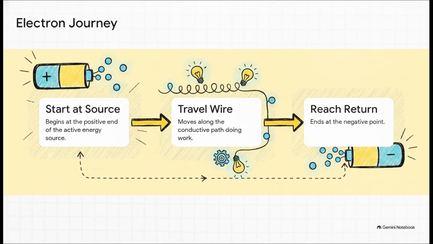Think of this as the physical journey of the electron. It happens in 3 basic steps. Step 1, they always begin at the active energy point, which we call the source. That's usually something like the positive end of a battery. Step 2, they travel along that conductive wire, doing all the hard work along the way, whether that means powering a motor, generating some heat, or lighting up a bulb. And then step 3, they ultimately arrive back at the end point, which is known as the return or the negative end. It's essentially a continuous round-trip ticket.